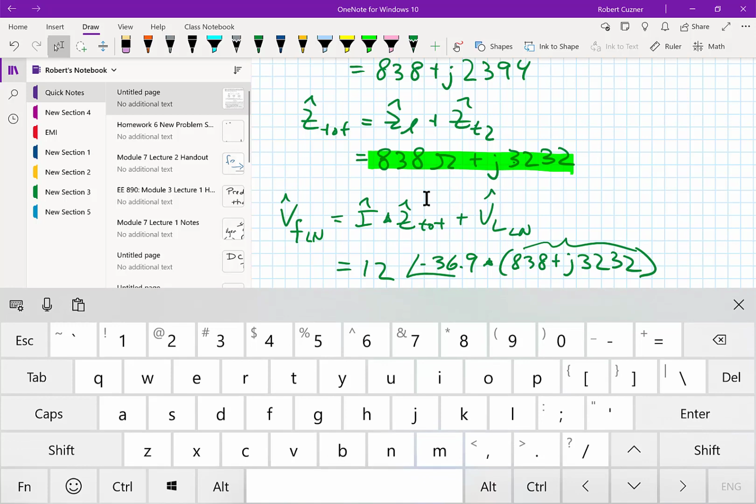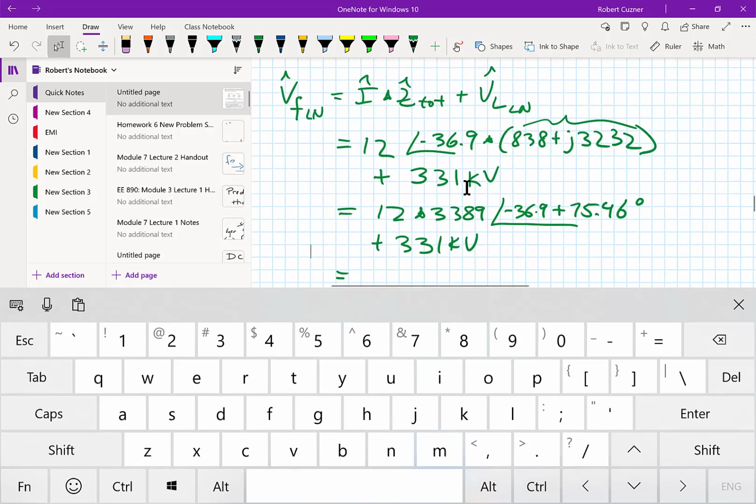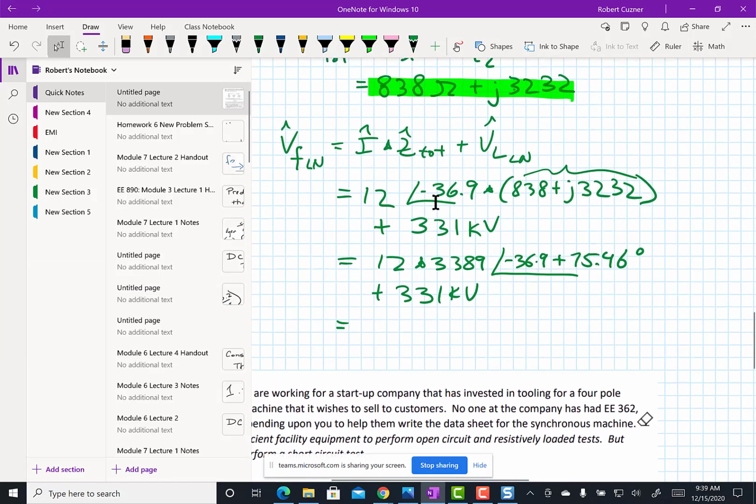Isn't that 3339? What is it? Let me check. I got 3338.9. Oh, you're right, 3339. Yeah, my eyes didn't see it correctly. Thank you. There we go, 3340 roughly. Okay, so there we go. Is there any other mistakes, or does that look right to everybody?